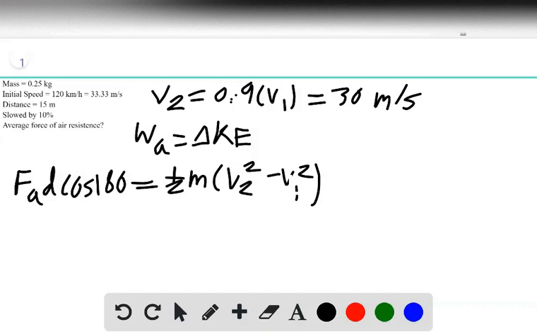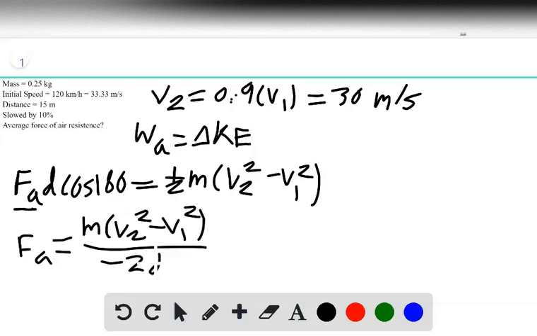All right, so now we can rearrange and solve for the force of air. We divide d over to the other side, and cosine 180 is just going to make it negative. So we're going to get F_A equals m times v2 squared minus v1 squared over minus 2d.